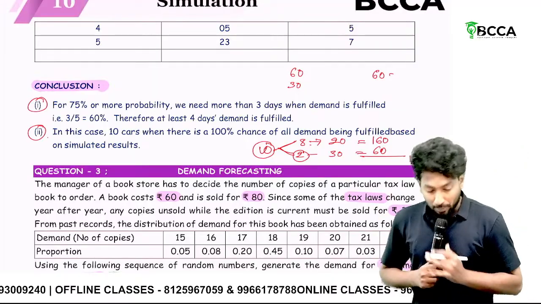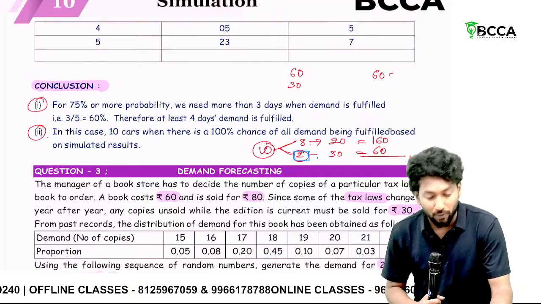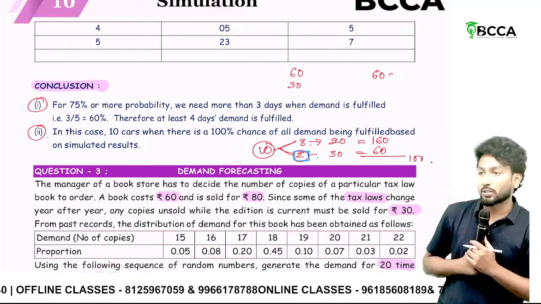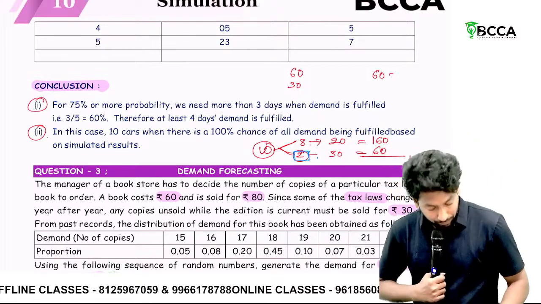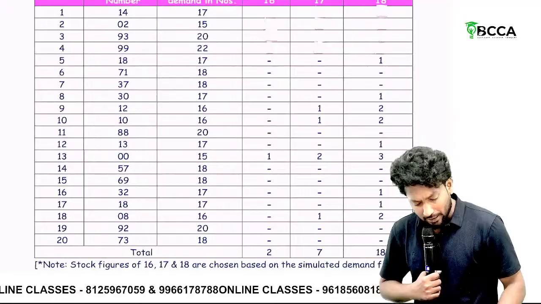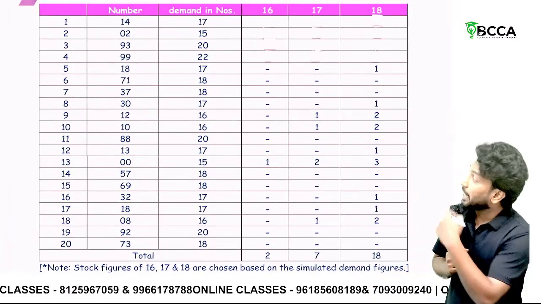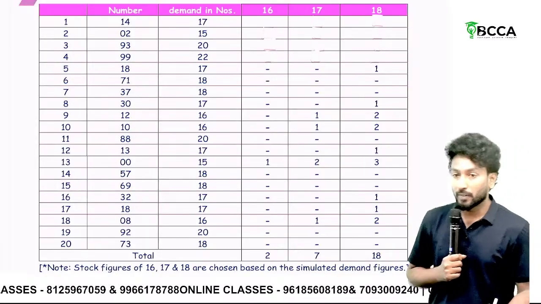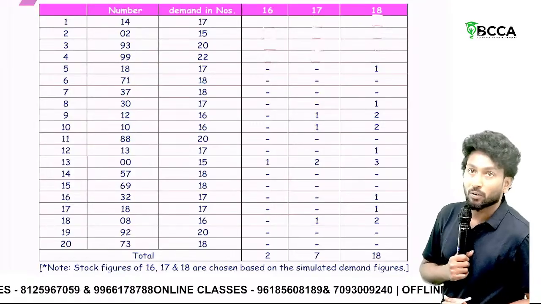That means to calculate the net profit, we need the unsold books. How can we calculate unsold books? Now we have estimated the demand. Which demand number has repeated the highest number of times? Check that once.